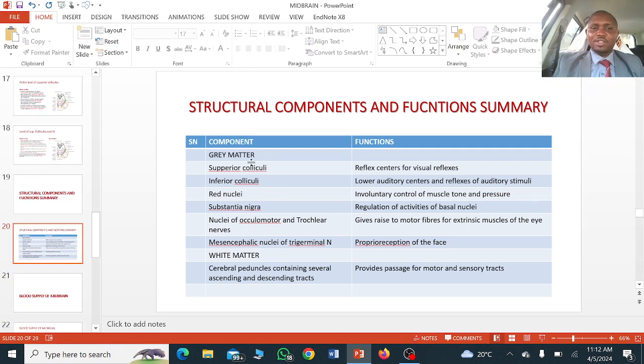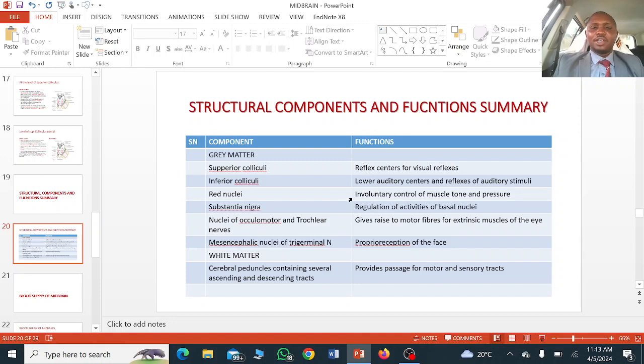So we will first look at gray matter, and then we'll look at white matter. So in the gray matter, you have the superior colliculus, which is the reflex center for visual reflexes, and the inferior colliculus, which is a reflex center for the auditory stimuli and the lower auditory center.